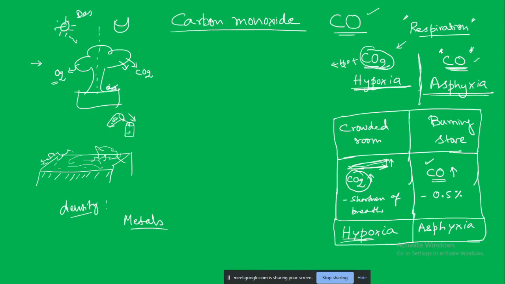Now, can you tell me, if carbon monoxide is reacted with litmus paper, what color it should give? Nothing. It should not change because it is neutral. But carbon dioxide makes carbonic acid, therefore it will turn blue litmus to red. But carbon monoxide is neutral, therefore it will not change the color.